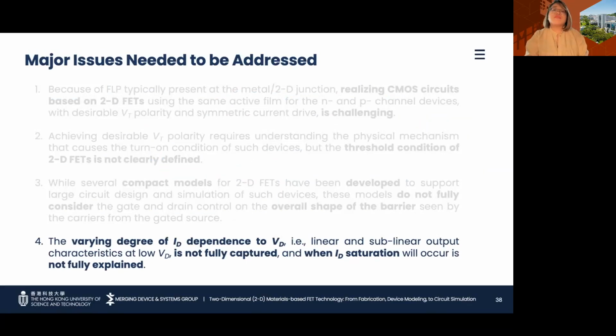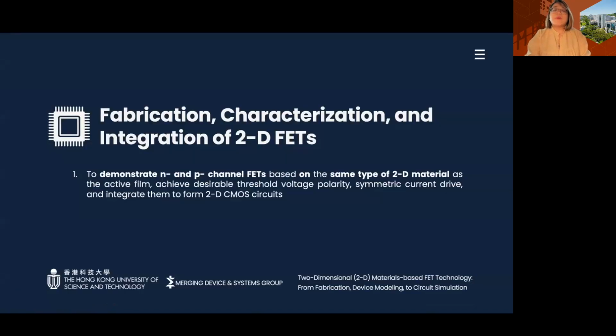Therefore, the objectives of this thesis are designed to address these gaps. The first one is to demonstrate complementary devices based on the same active material with desirable threshold voltage polarity and symmetric current drive, and homogeneously integrate them into CMOS circuits.